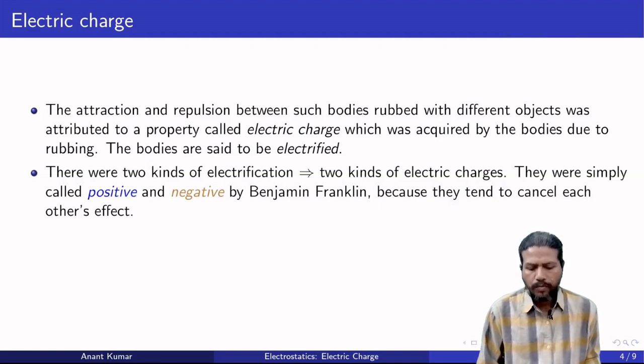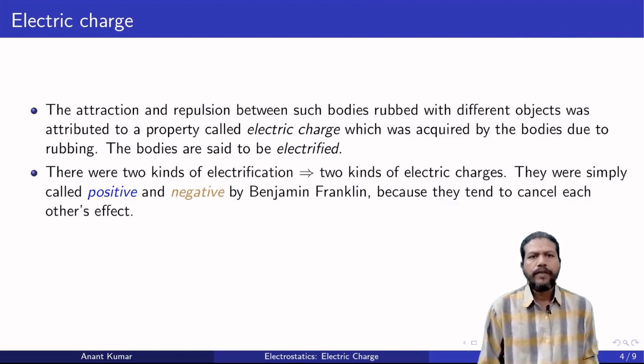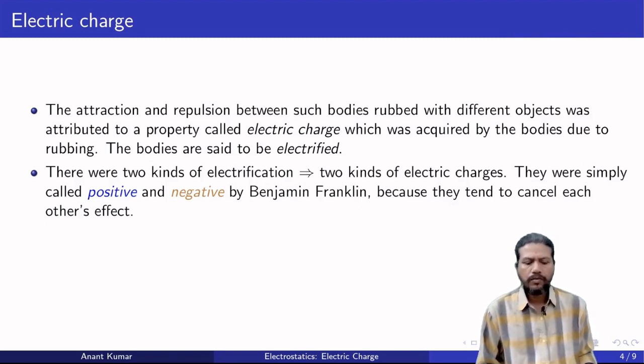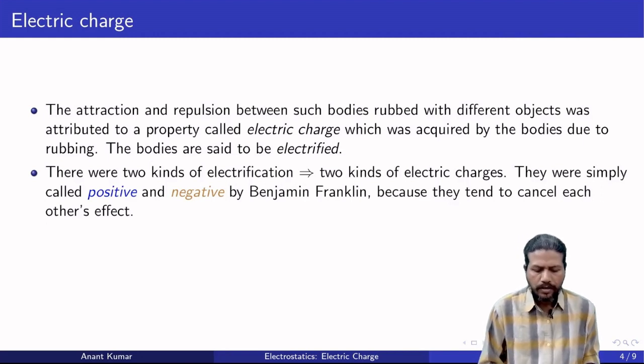They were simply called positive and negative by Benjamin Franklin, and he named them so because they are found to neutralize each other's effect, to cancel each other's effect. So he simply called them positive and negative.